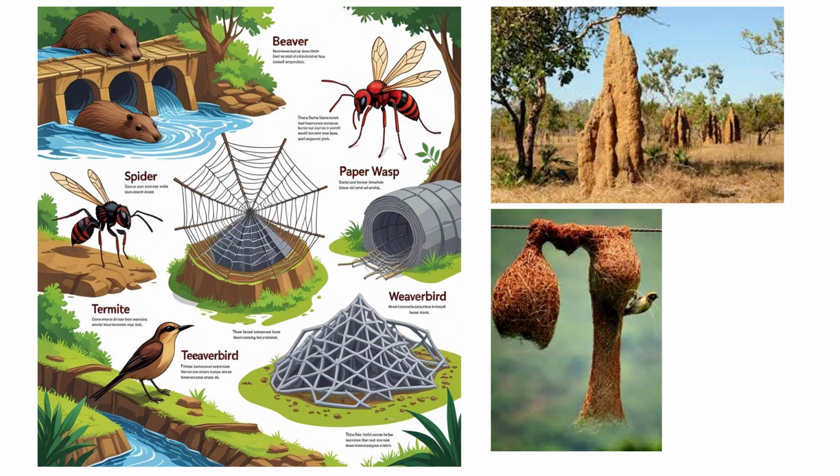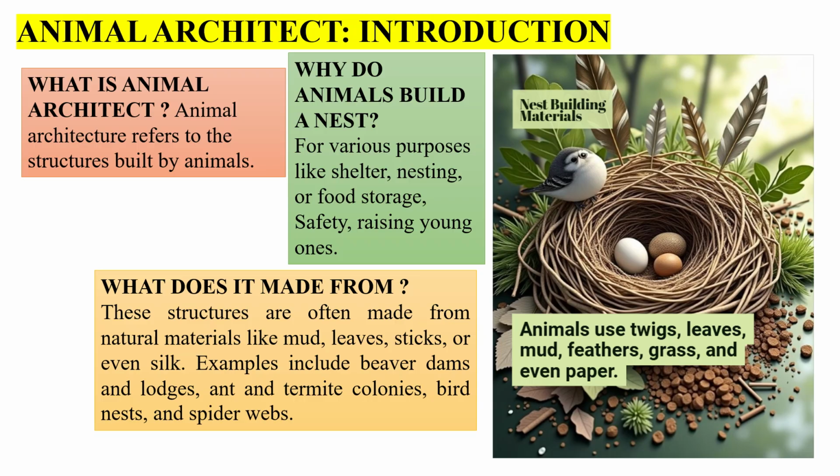These are some animal architects which we commonly observe in our nature. Baya weaver bird is there, honeycomb is there, there is a beaver, paper wasps are there. So these are some commonly occurring animal architects in nature that we generally observe.